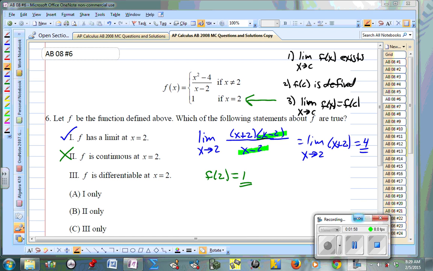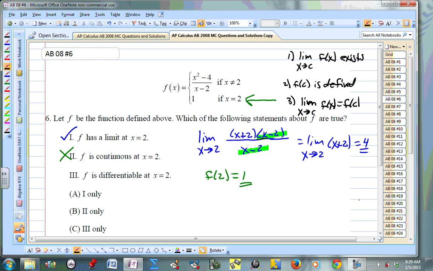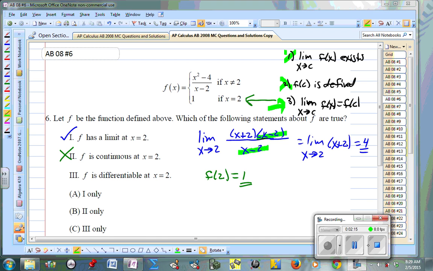Just to review, we've thrown these 3 conditions for continuity at a point on the screen. We saw that the limit existed. This was true. We saw that the second condition, f of c, was defined, but the problem was right here with the third condition. That's why our function is not continuous at x equals 2.